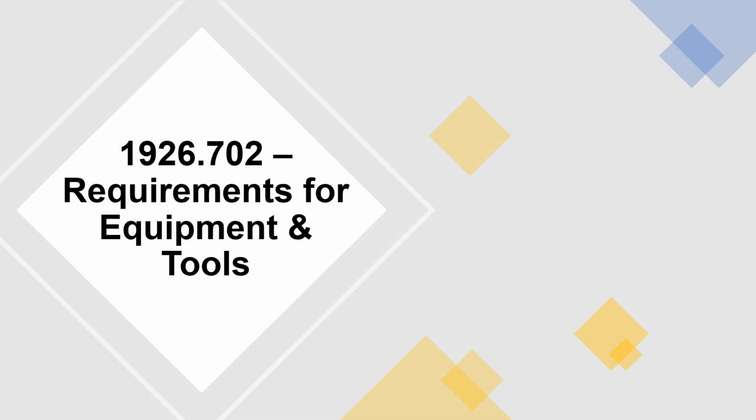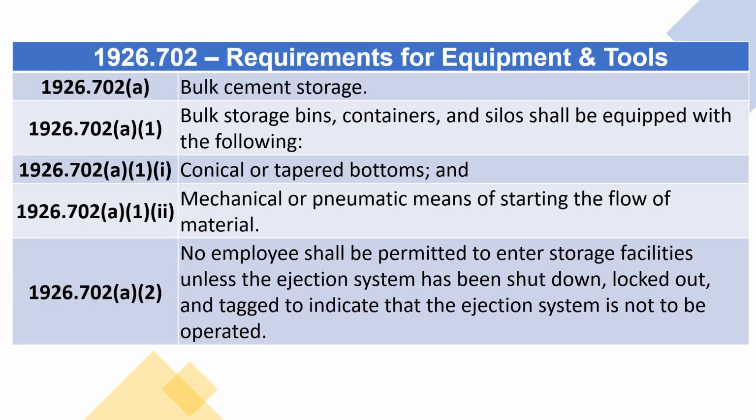1926.702, Requirements for equipment and tools. 1926.702(a), Bulk cement storage. (a)(1), Bulk storage bins, containers, and silos shall be equipped with the following: (a)(1)(i) and (ii), conical or tapered bottoms, and mechanical or pneumatic means of starting the flow of material. (a)(2), No employee shall be permitted to enter storage facilities unless the ejection system has been shut down, locked out, and tagged to indicate that the ejection system is not to be operated.